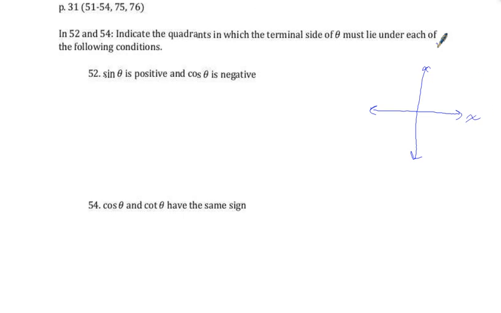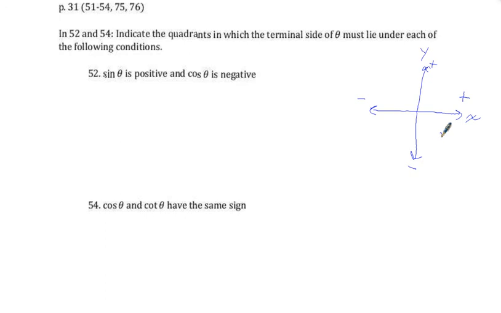Here's your x and your y, and I know that the x values are positive here, the y values are positive, the x values are negative, the y values are negative. So both are negative in quadrant 3, only x is negative in quadrant 2, both are positive in quadrant 1, but in quadrant 4 only the x is positive.